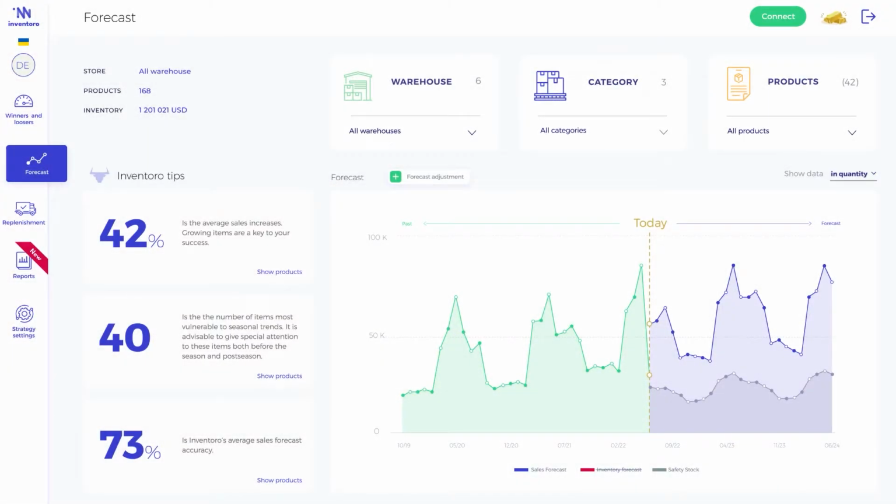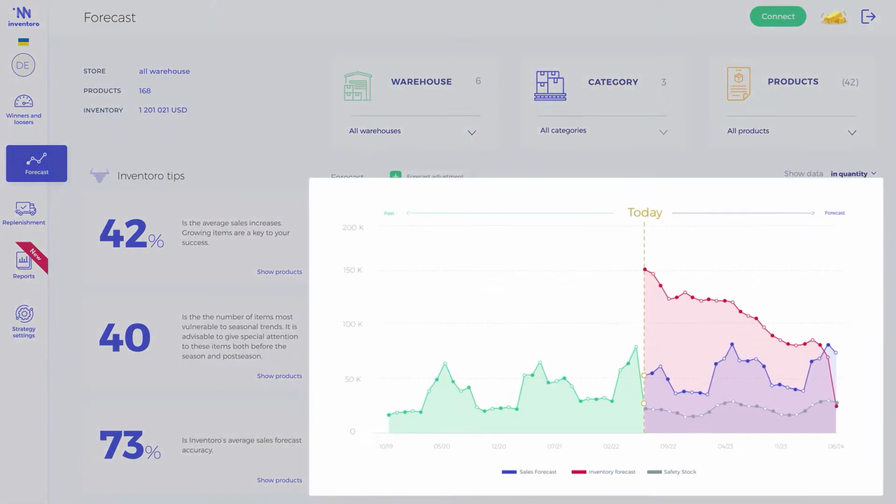Once we have the data cleaned, we run over 100 forecasting algorithms. These are a mixture of statistical methods, as well as AI, deep learning, and neural networks. Altogether, they create a highly accurate sales forecast based on your data.